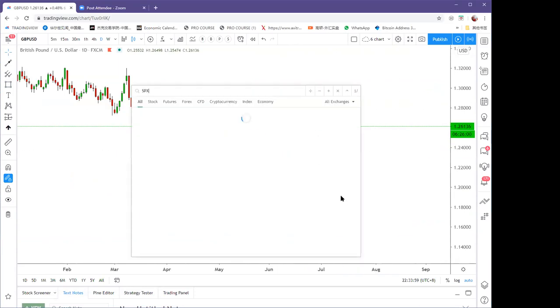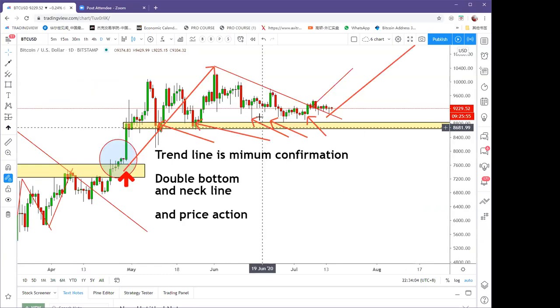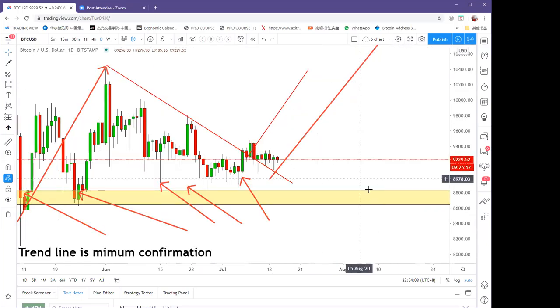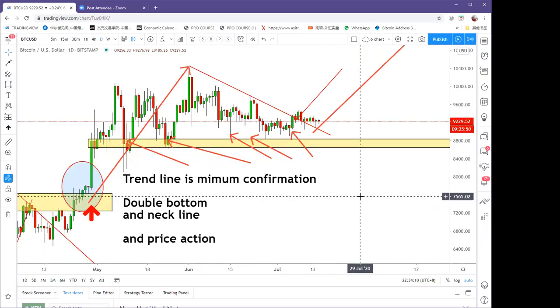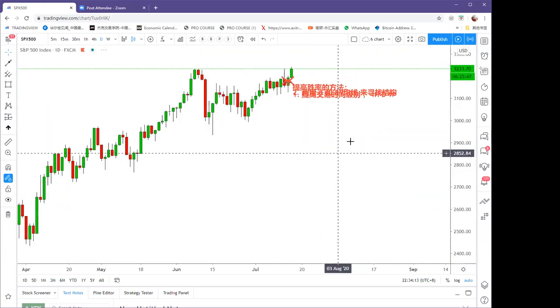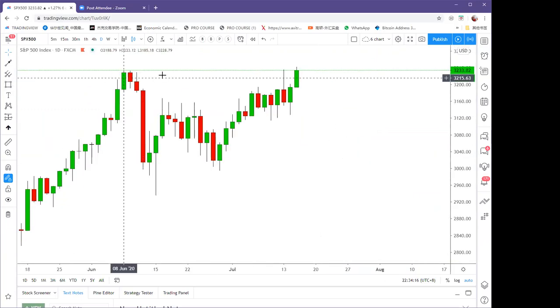Bitcoin is still above 9K, so Bitcoin should be fine to hold. I think Bitcoin is going to the north. And for the S&P 500, the S&P is still rising. It's testing the previous high here, but whether it can maintain above this high is a problem.